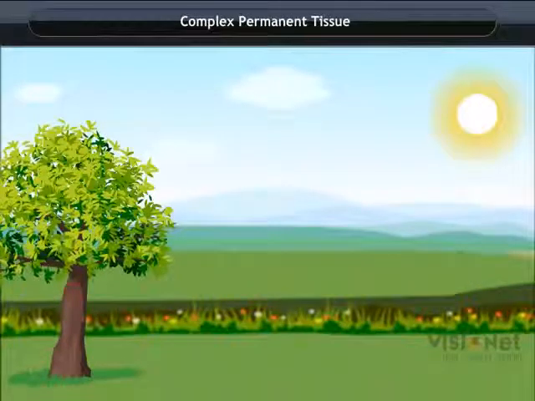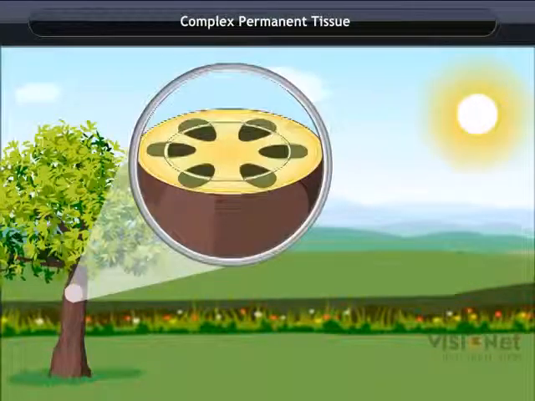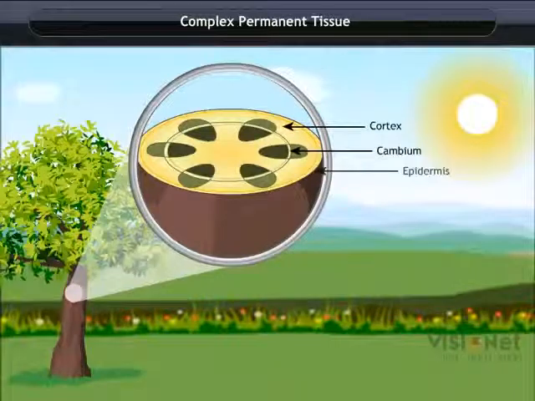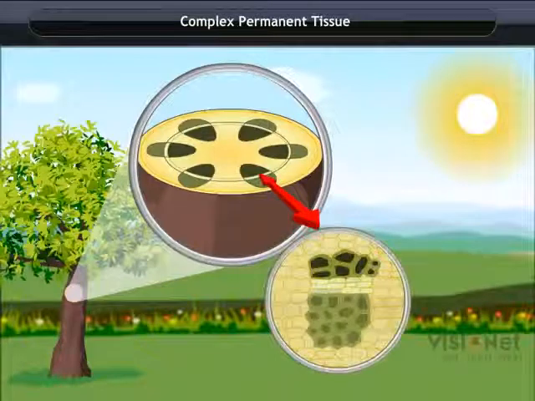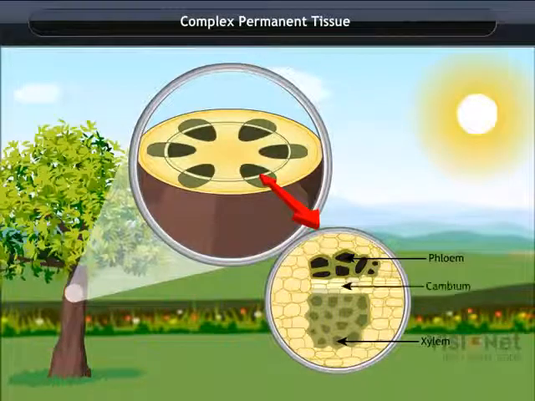Complex permanent tissue. Complex tissues are made of more than one type of cells. All these cells coordinate to perform a common function. Xylem and phloem are the examples of complex permanent tissue. Xylem and phloem are conducting tissues and constitute a vascular bundle.